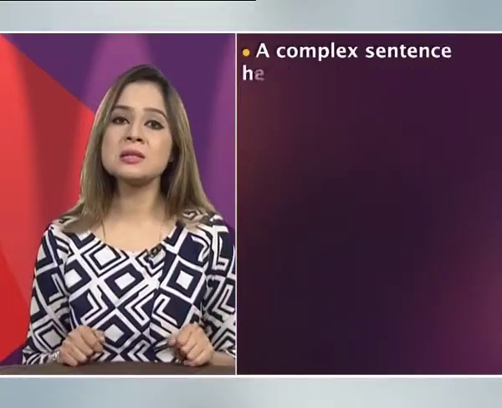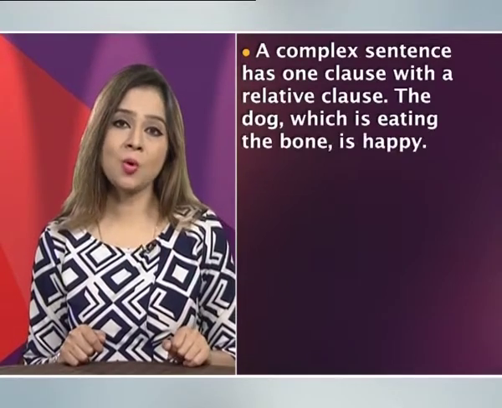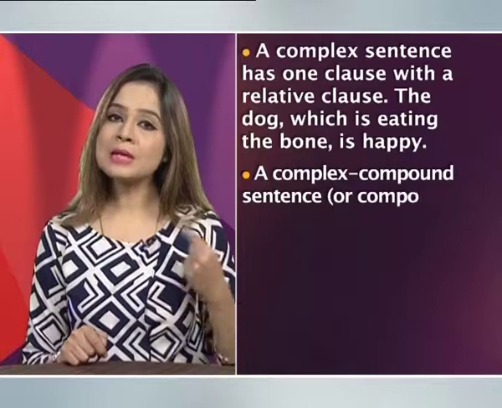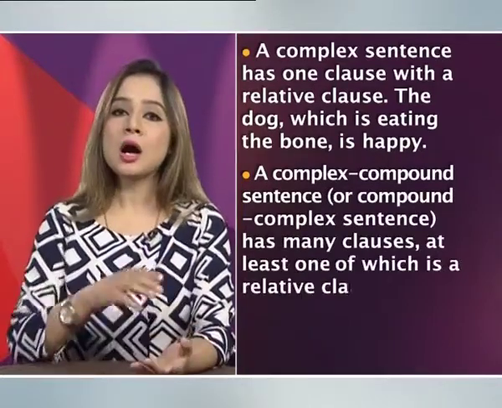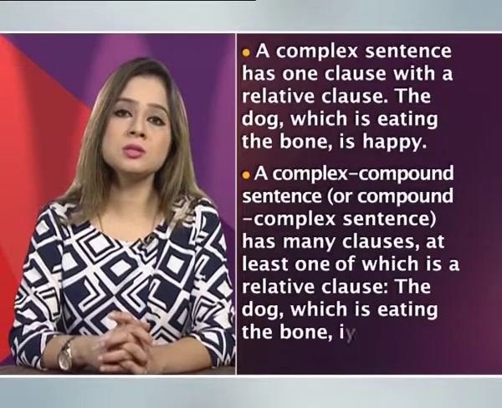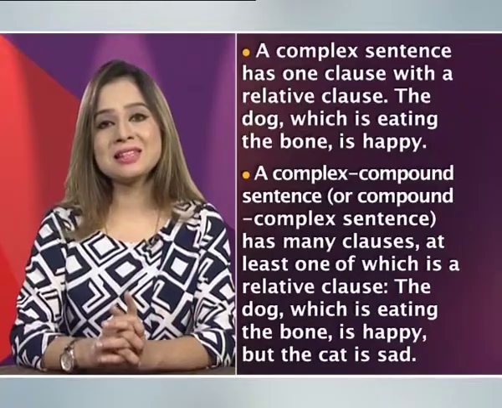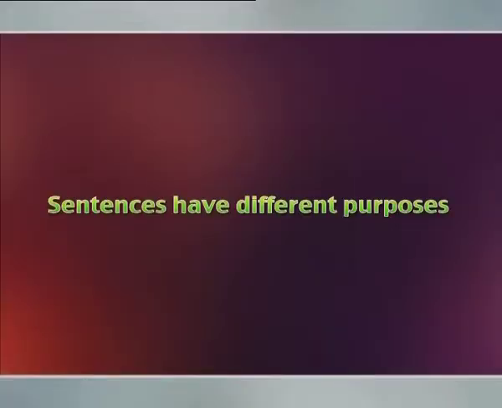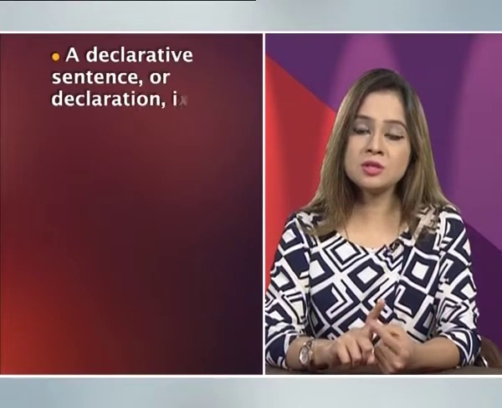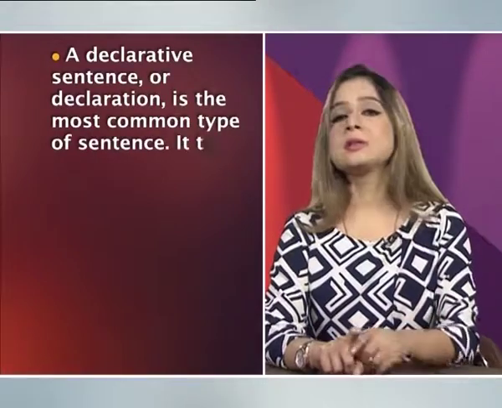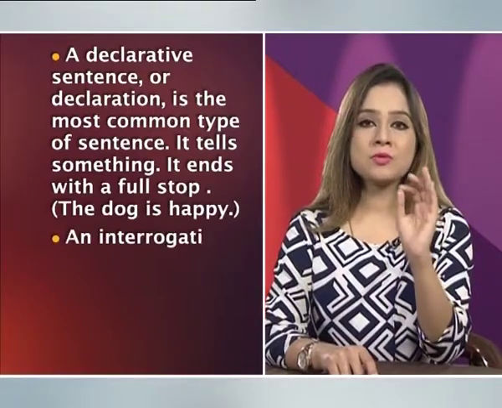A complex sentence has one clause with a relative clause. The dog which is eating the bone is happy. A complex compound sentence or compound complex sentence has many clauses, at least one of which is a relative clause. The dog which is eating the bone is happy but the cat is sad. Sentences have different purposes. A declarative sentence or declaration is the most common type of sentence. It tells something. It ends with a full stop. The dog is happy.